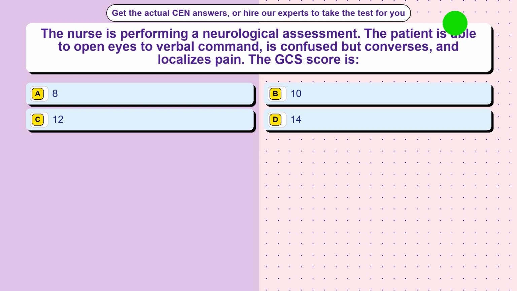Question 87. The nurse is performing a neurological assessment. The patient is able to open eyes to verbal command, is confused but converses, and localizes pain. The GCS score is Option A 8, Option B 10, Option C 12, Option D 14.